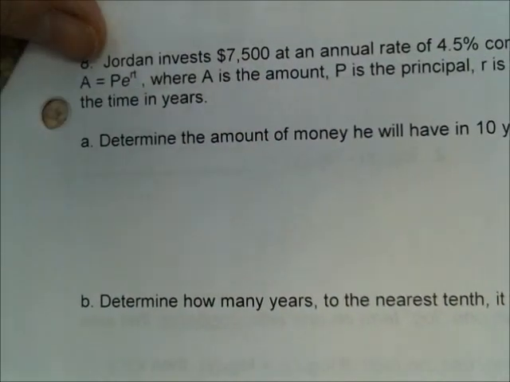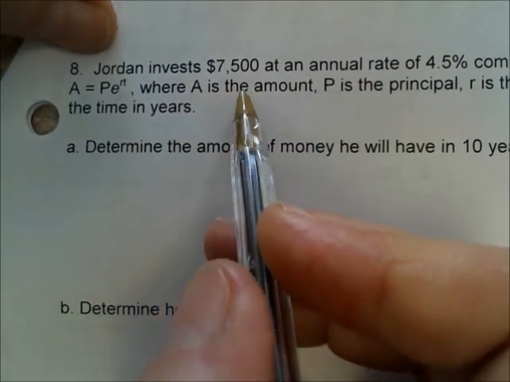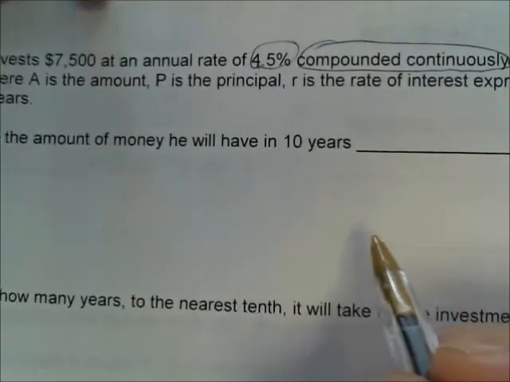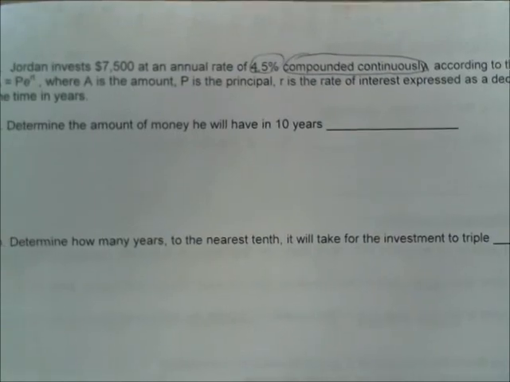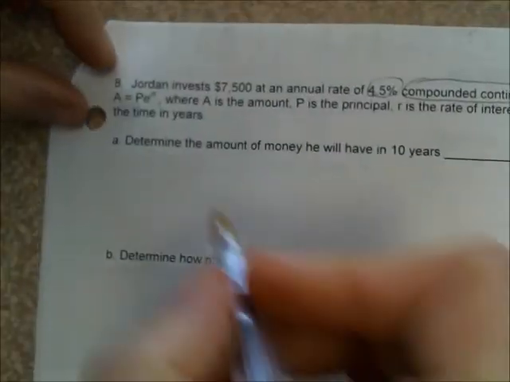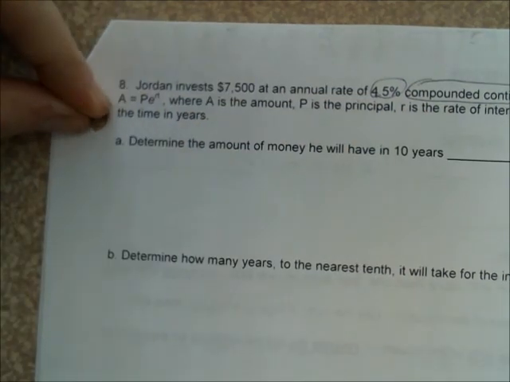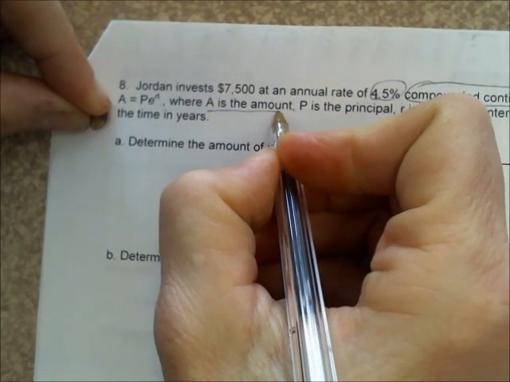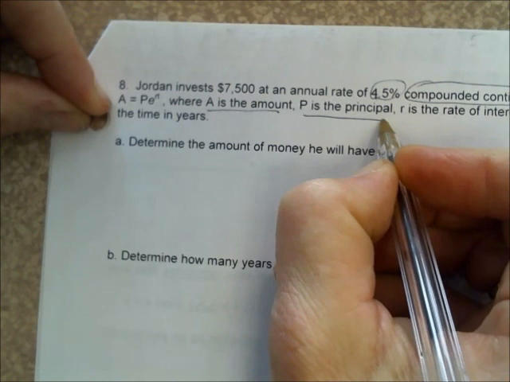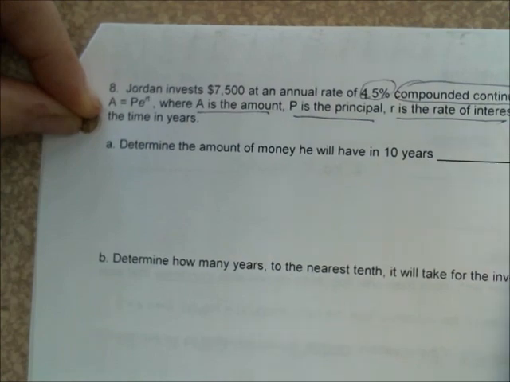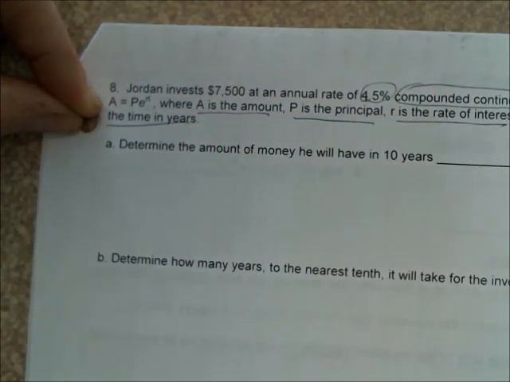The next question: Jordan invests $7,500 at 4.5%, compounded continuously again. So there's that same formula that we're going to be using. According to the formula that we learned in the last chapter, A equals Pe to the rt. Actually, this is the same formula that we just used on question number 7. A is the amount you'll have after a certain amount of time. P is the principal, that's what you invest initially. r is the rate of interest. And t is time in years.